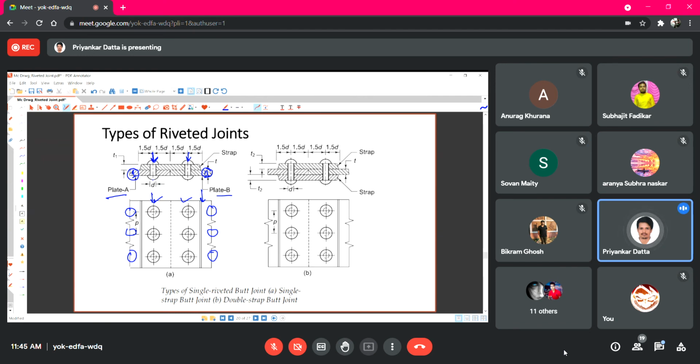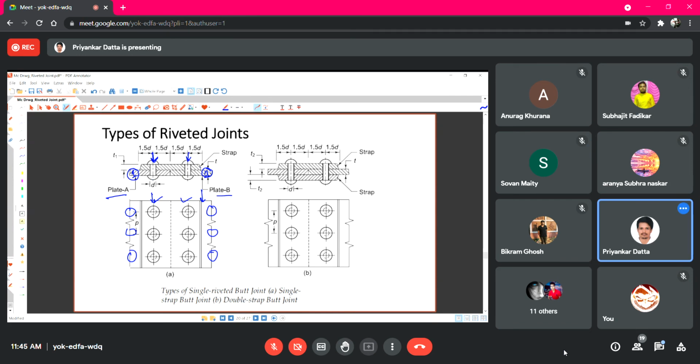So where the weight is not much of a constant, in case of bridges and trusses, in those cases only we generally use this butt joint, where we have to avoid the warping of rivets, and also we can add this extra strap plate to create the butt joint.